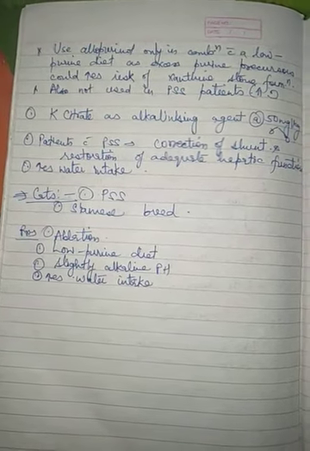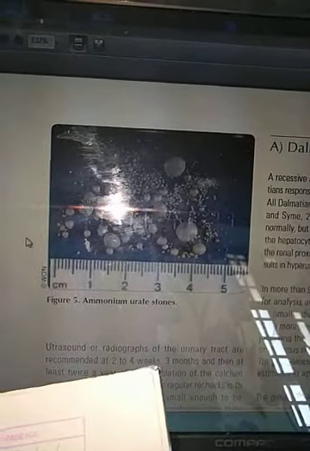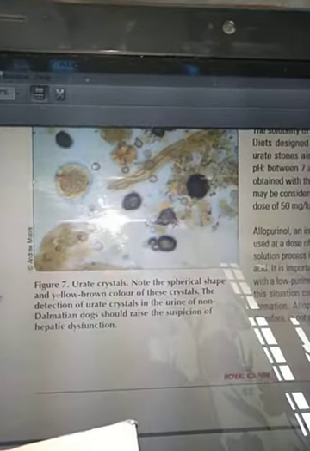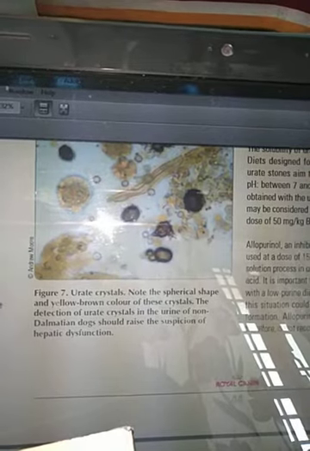Okay, first here we can see the ammonium urate crystals. These macroscopically look like this, and microscopically here we can see the yellow brown spherical shape of urate crystals. The image has been shared along with the video, go through that.